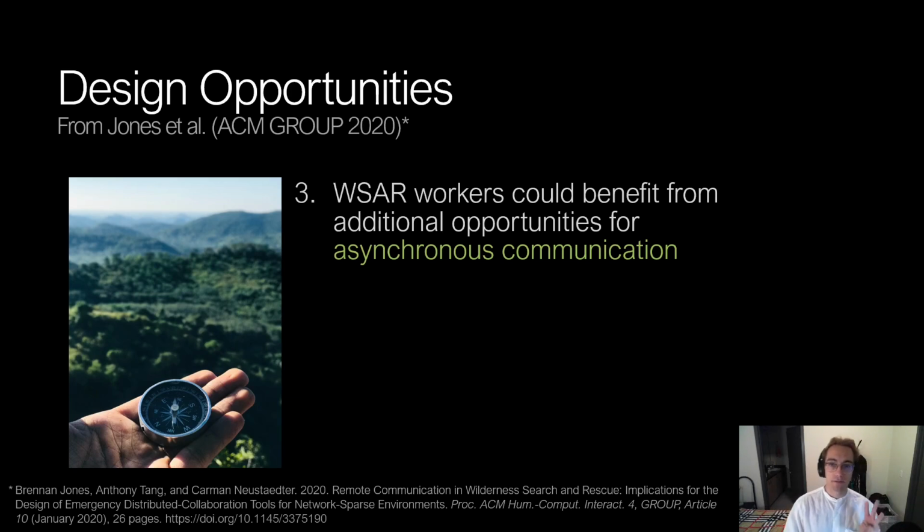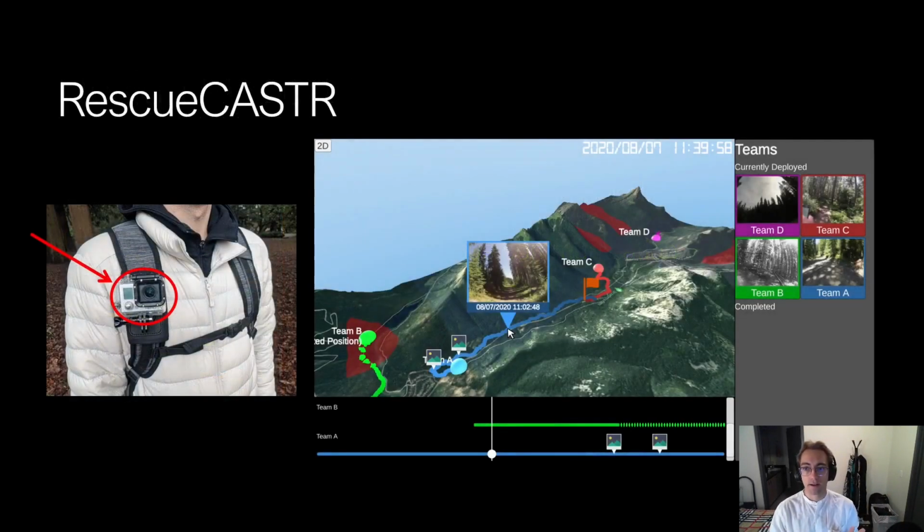So we applied these three design opportunities in the design of a prototype system called RescueCASTR, which is a system meant for the command post, meant to enhance the command team's awareness of the situation in the field, including particularly the statuses and actions of the field teams. The concept explores the idea of sending teams out to the field with at least one of their members wearing a body camera that streams visual pictures to the command post continuously.